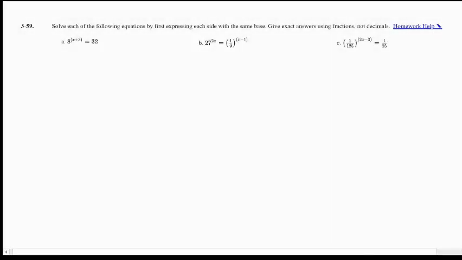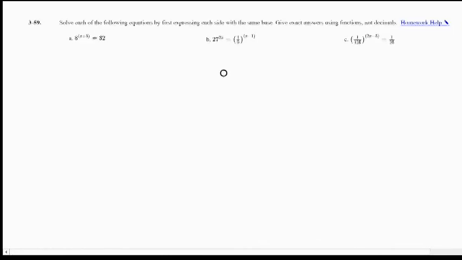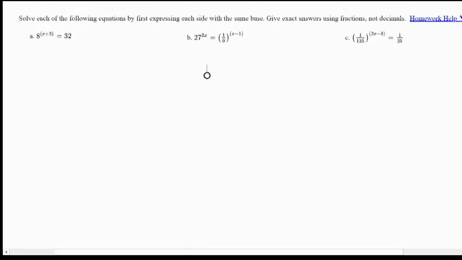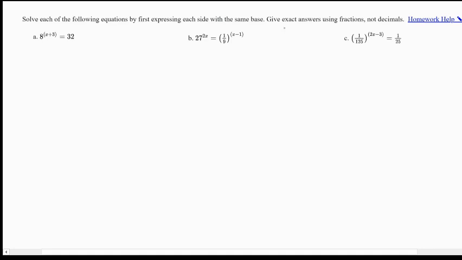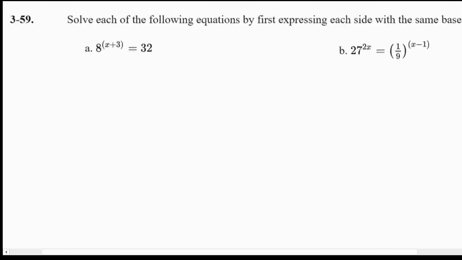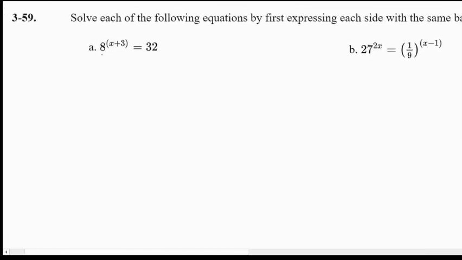You're asked to solve each of the following equations by first expressing each side with the same base. Give answers using fractions and not decimals. So what it means by expressing each side with the same base is that 8 and 32 can both be changed into some sort of exponent with the same base.